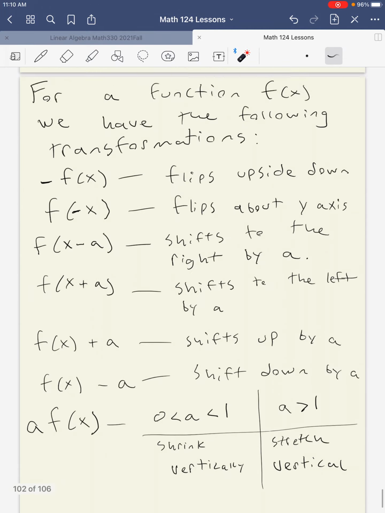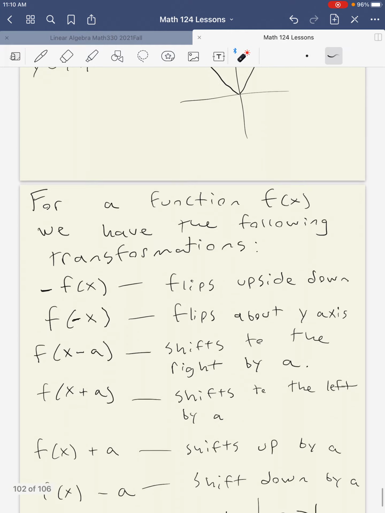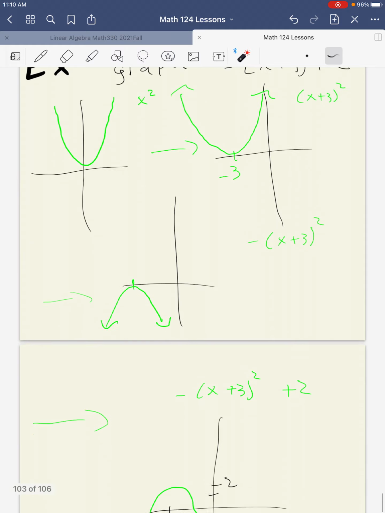Okay, so once you memorize the shapes of these parent graphs and get a little bit of an intuition on these transformations, it's a pretty easy section.